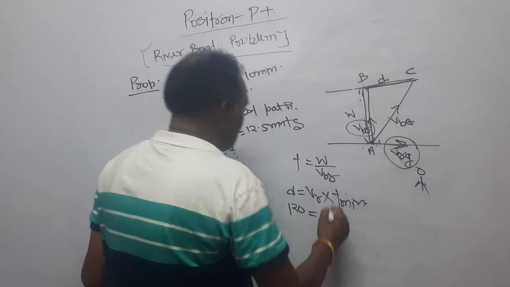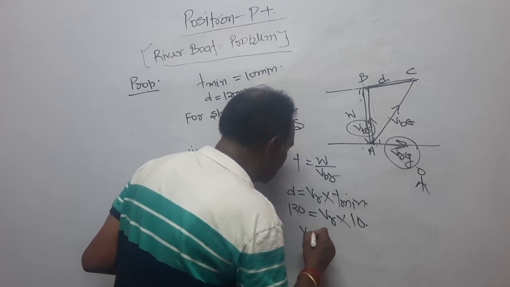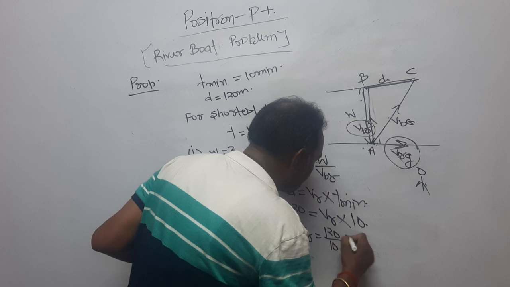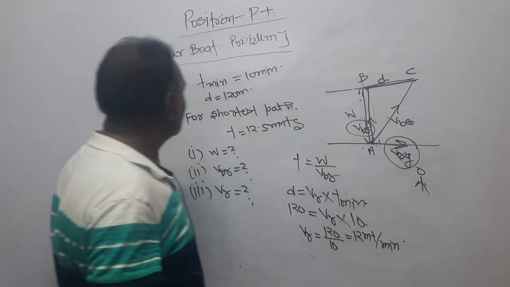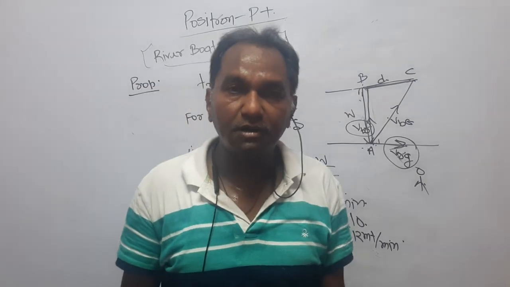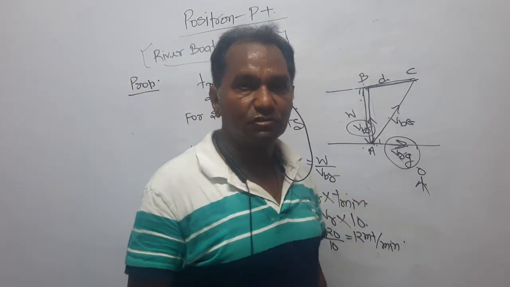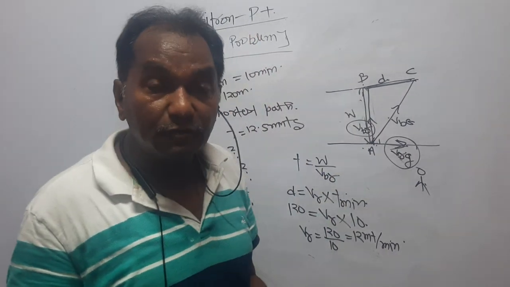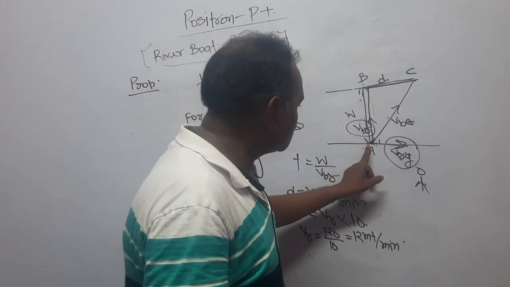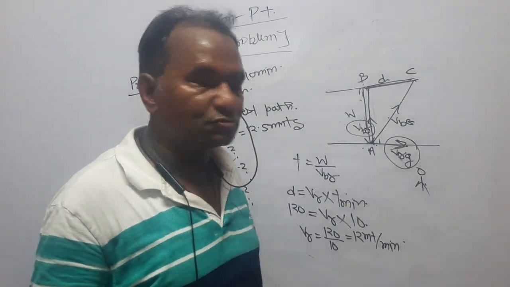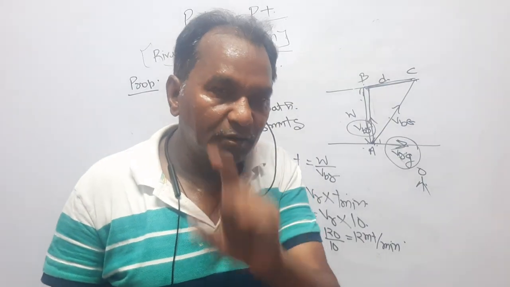And velocity of river, T minimum is 10 minutes. So VR is equal to 120 by 10, that is 12 meter per minute, right? The drift was 120 meter and the minimum time in crossing the river is 10 minutes. I have discussed the condition of how it will cross in minimum time. If you want to cross the river in minimum time, you have to swim perpendicularly. The boat has to sail itself perpendicularly to the river. Only in that condition will it take minimum time.